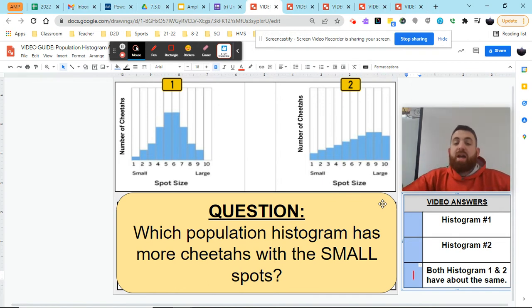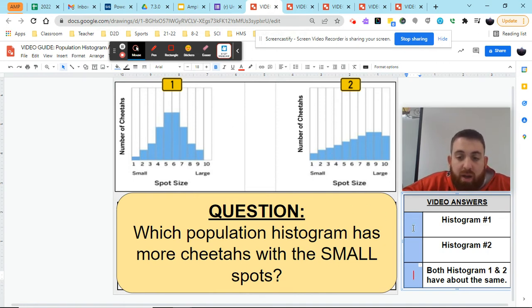Let's take a look. When deciding which cheetahs have more small spots, we have to look at the variations that show the small spots of our cheetahs. So that would be variation 1, 2, and 3. When we're looking at 1, 2, and 3, we could say that each one has a unique distribution. When we compare the distribution of the smallest spots, we see that histogram 2 has a little bit more. We compare the variation of the number 2 small spots, we'll see that they're about the same. And when we compare the variation of the number 3 spots, we'll see that histogram 1 has a little bit more. So 2 has more, the same, and less compared to 1.